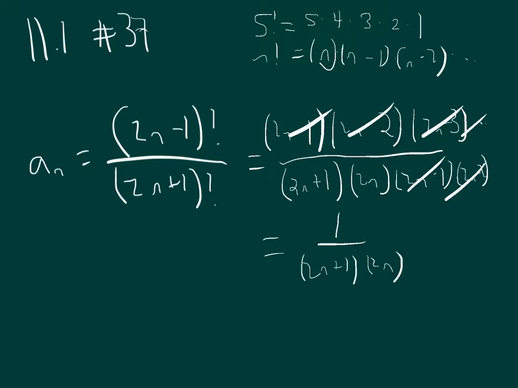And if we think about the limit as n goes to infinity, well, you're going to have 1 over something that's going to get huge. So this is going to go to 0. So the limit as n goes to infinity of a sub n, this is convergent, and this sequence is convergent, and it's convergent to 0.